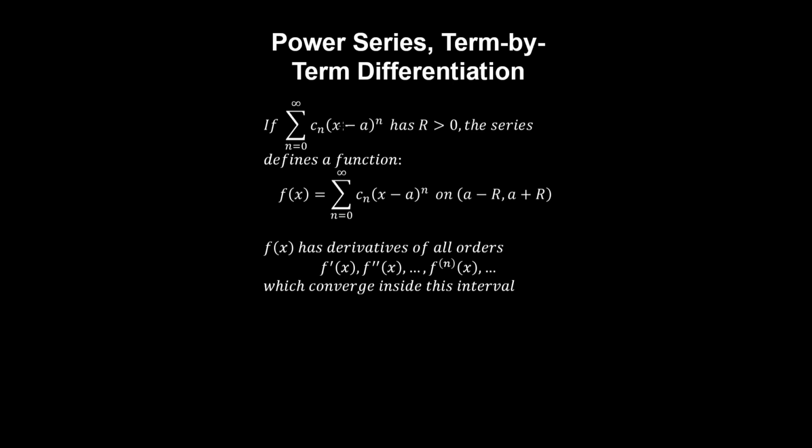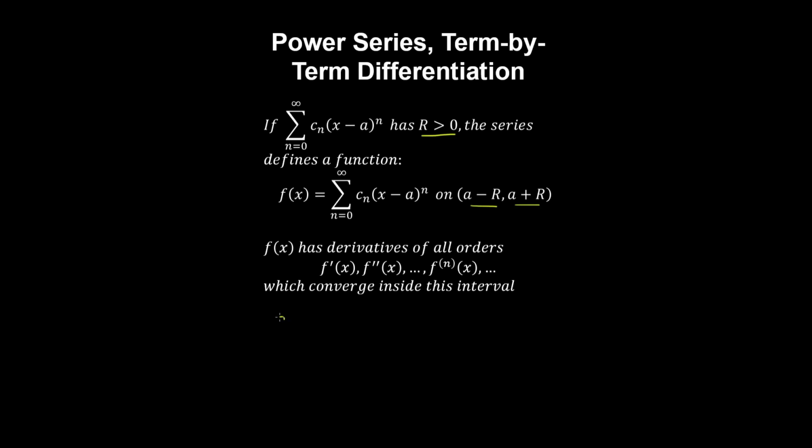If a power series has a radius of convergence greater than 0, then the series defines the following function on the open interval from a minus the radius of convergence to a plus the radius of convergence. And f of x has derivatives of all orders which converge inside this interval. And we'll see that this condition means that the power series is the Taylor series of the function to which it converges over the open interval.